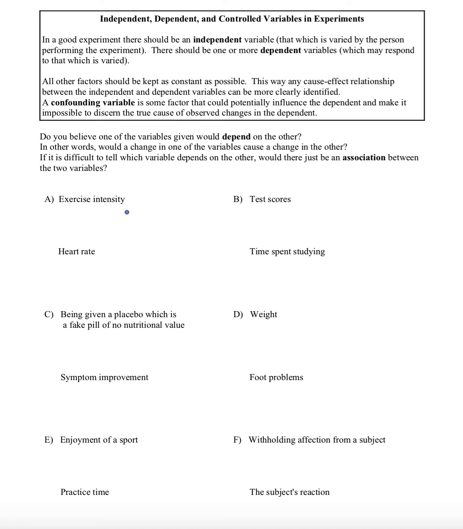For the first one, does exercise intensity depend on a person's heart rate? Or does the heart rate depend on the exercise intensity? So in my case, it's not like I'm going to go exercise because my heart rate is high. It doesn't quite work that way. It's actually the other way around. If I decide to do exercise, then my heart rate responds and it goes up. That makes heart rate the dependent variable. And exercise intensity would be the independent variable.